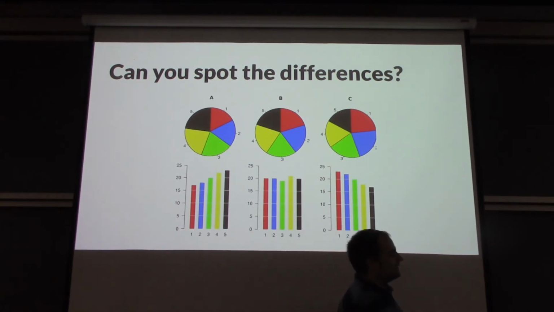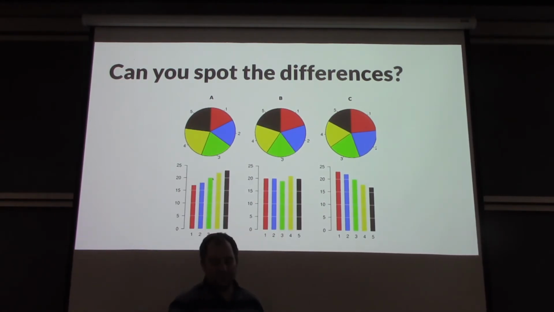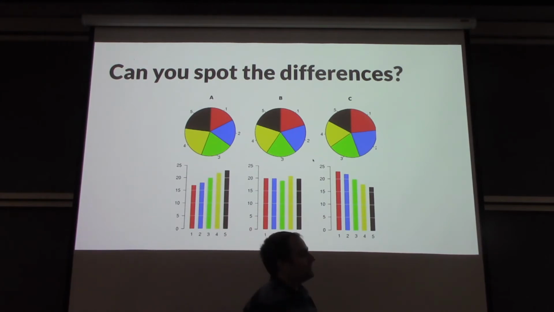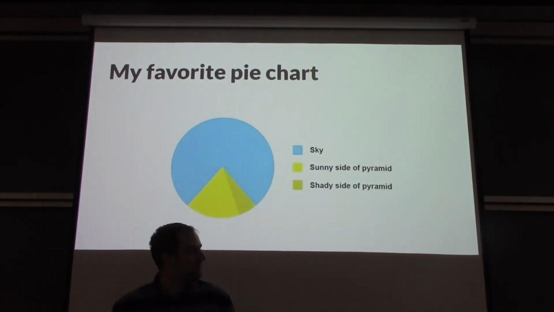And while I don't think these are the nicest colors, especially the yellow one, we can very clearly see trends here, right? We can clearly see the relationships. We have a monotonously increasing relationship here. This relationship here is almost not visible. We can spot the biggest segment, but it's hard for us to spot a trend here, whereas this here is the inverse relationship. So again, this just shows you how much easier we see these kinds of trends in bar charts than we do in pie charts. This here is my favorite pie chart. It shows a portion of sky, sunny side of the pyramid, and shady side of the pyramid.